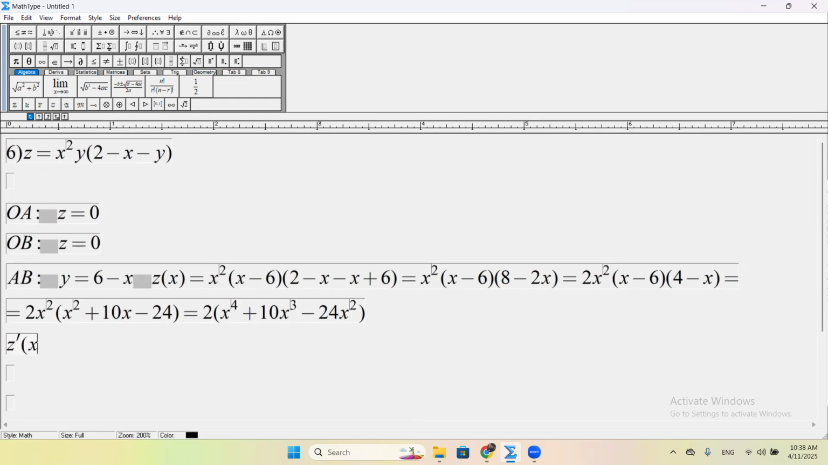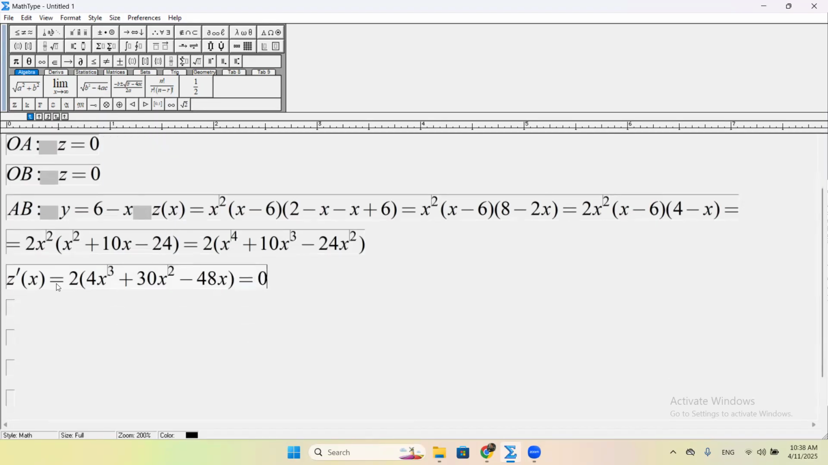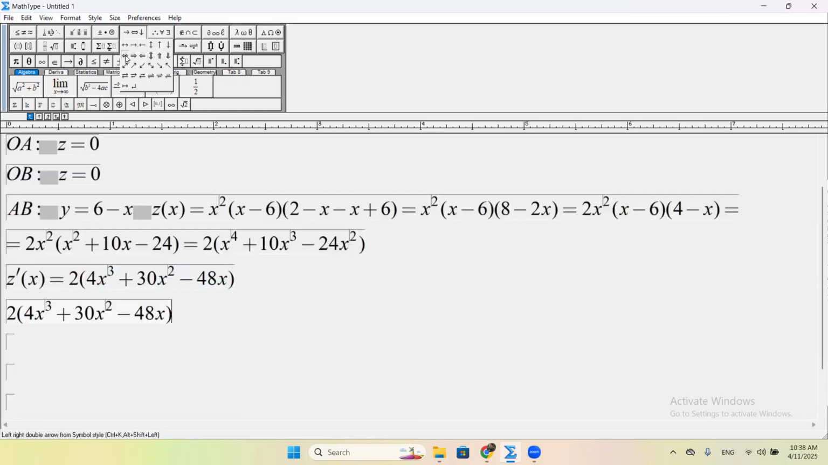So z prime of x will be equal to 2 and here 4x cubed plus 30x squared minus 48x. And we have to find the zero value here. So let's solve this equation.